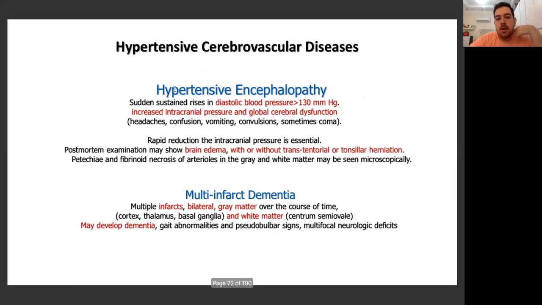Okay, so again, we continue the spectrum that we talked about of hypertensive cerebrovascular disease. We talked about atherosclerosis, lipohyalinosis, Charcot-Bouchard aneurysm. Now we have hypertensive encephalopathy. This is not a state of stroke, but it's a state where the brain becomes dysfunctional because of the very high blood pressure. So the patients come with what we call hypertensive emergency, when the blood pressure is more than 180/120, and then they start to have signs of confusion, headache, vomiting, because of the very high cerebral pressure, convulsions, and sometimes they go into a state of coma.